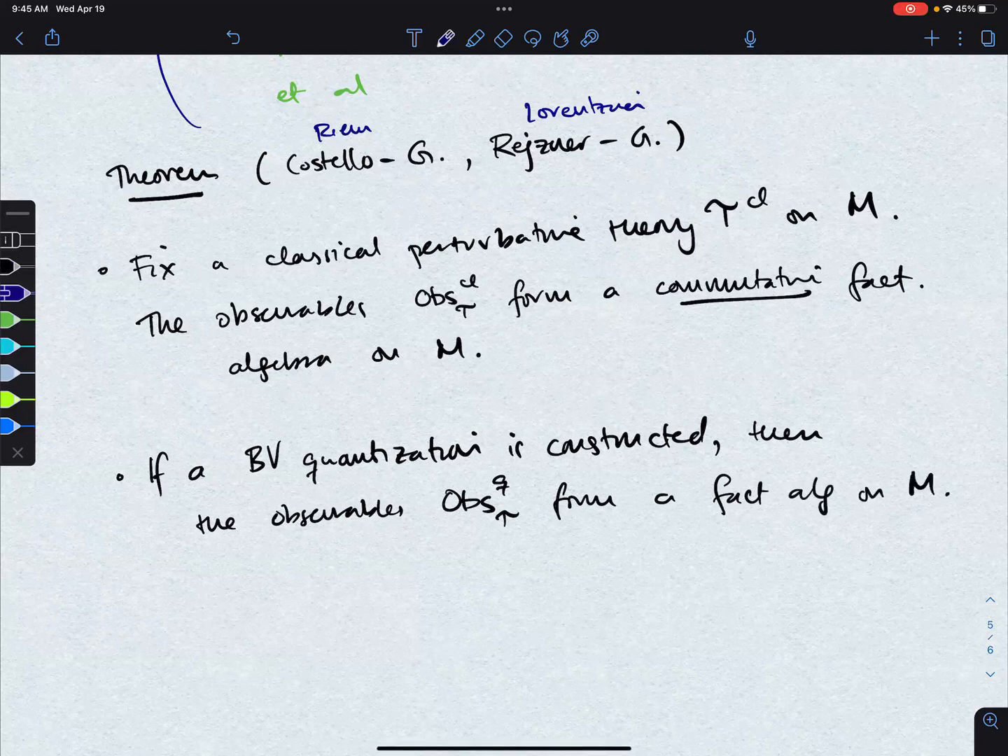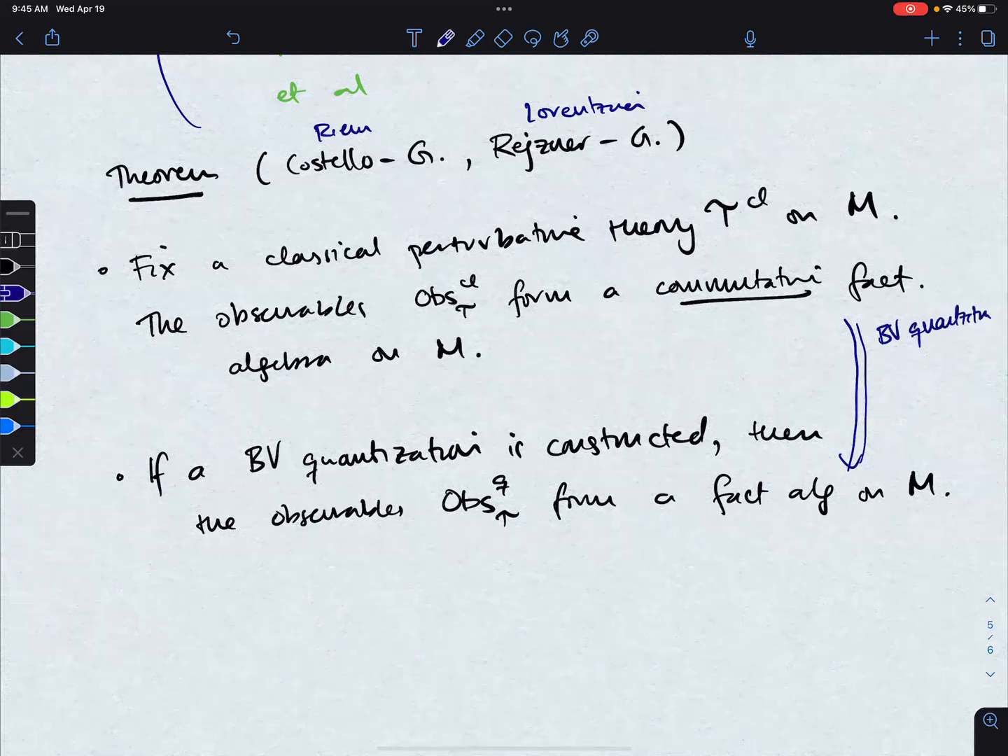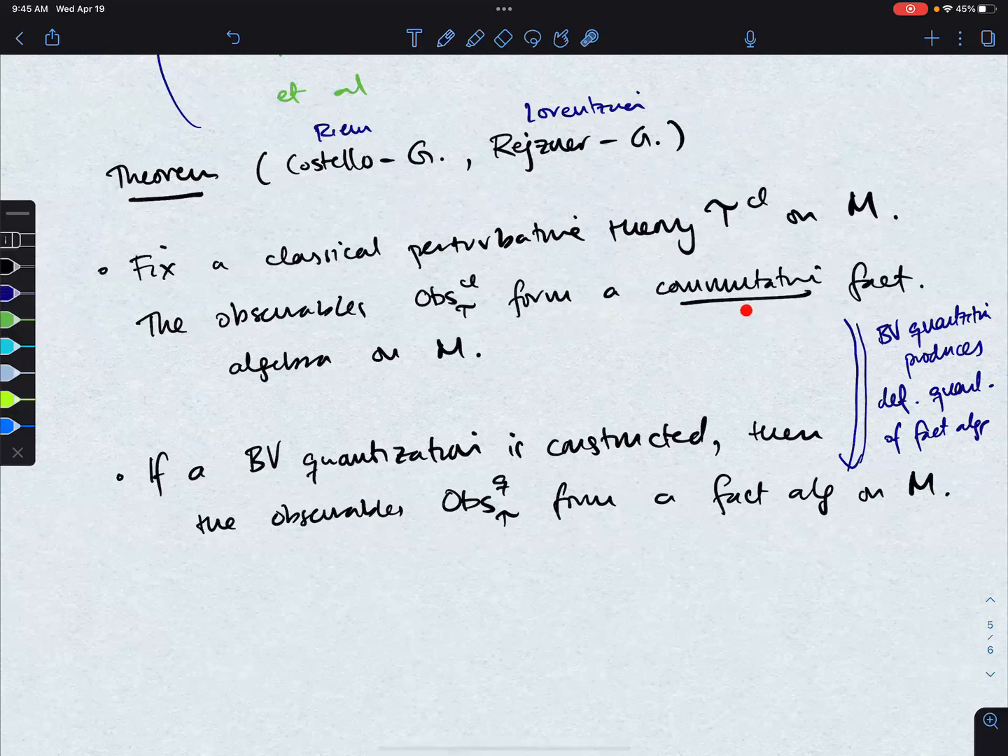So I want to make two comments. The first comment is, what this says is that BV quantization produces deformation quantization of factorization algebras. We deform from being a commutative thing to a non-commutative thing, in the sense that we stop being commutative on opens. We just are vector spaces. So this is a nice interpretation of Batalin-Vilkovisky quantization, which is some elaborate procedure. From the point of view of factorization algebras, you start with something commutative and you get something non-commutative. It's some deformation process.